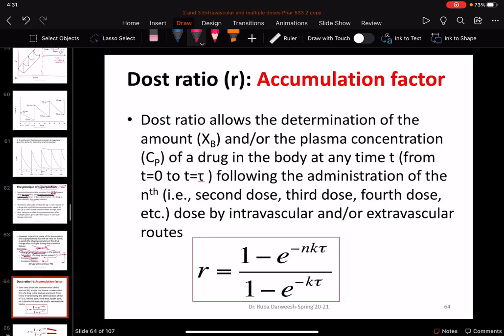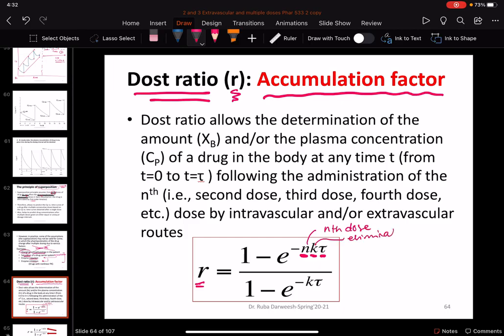According to the superposition principle, we were able to determine what we called the dose ratio, or in other references called the accumulation factor, in which R equals 1 minus the exponent of minus n k tau, in which n is the nth dose that we are talking about, k is the elimination rate constant, which is first order, and tau is the dosing interval, over 1 minus the exponent of minus k tau.